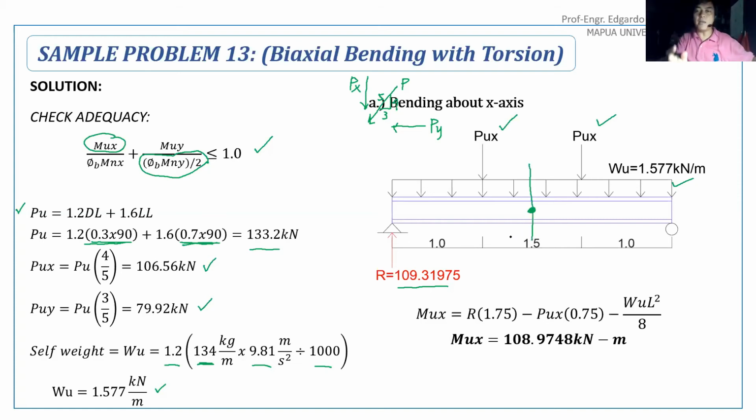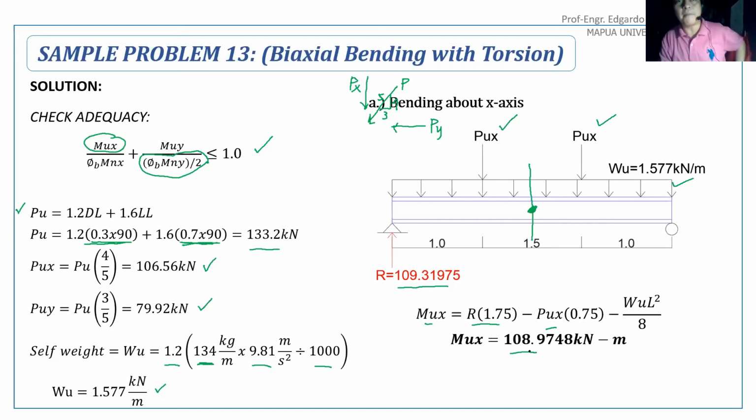So cut the beam and isolate. So the maximum moment there would be the reaction times 1.75, yung distance from the midspan. Tapos yung PUX times the distance from the midspan. Tapos yung uniform load, WL/2 times L/4. Kaya naging WL²/8. So ito ngayon yung due to uniform load naman. So I got maximum moment to be 108 kilonewton meter. Yun yung MUX naman. Now, paano pagkuha ng MUY?